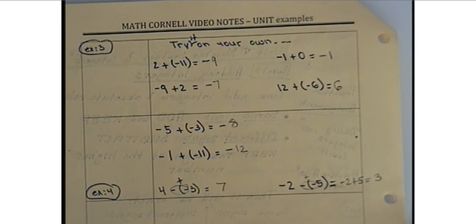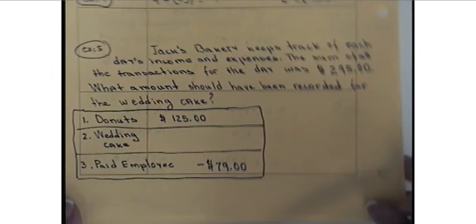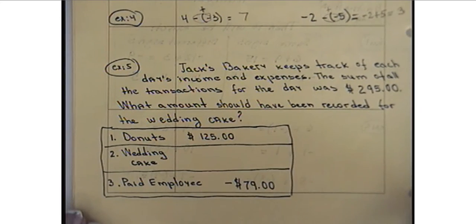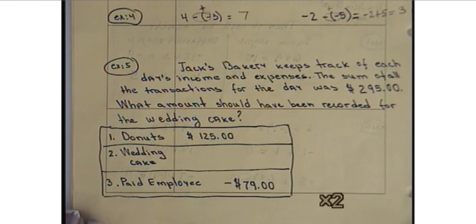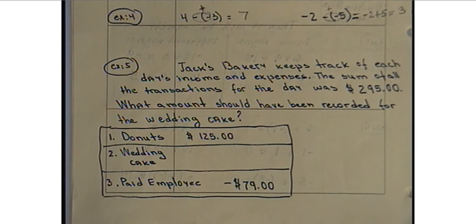The last example is a word problem. So some of you probably will think, oh my gosh, do I have to write this whole thing down? And I will say you don't have to write down every single word, but I will be happy if you write down the information because you need to know what the problem is about.